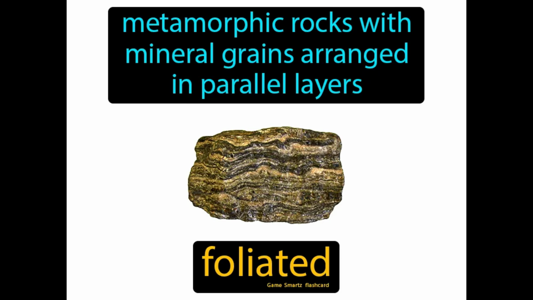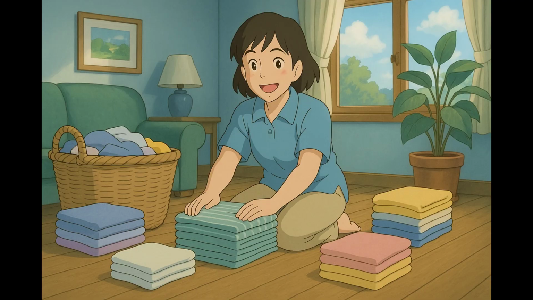Metamorphic rocks with mineral grains arranged in parallel layers. Foliated. Foliated means that the mineral grains in the rock are aligned in flat, parallel layers. Imagine trying to sort a disorganized pile of laundry into neat stacks of clothes based on type, like shirts in one pile and pants in another.